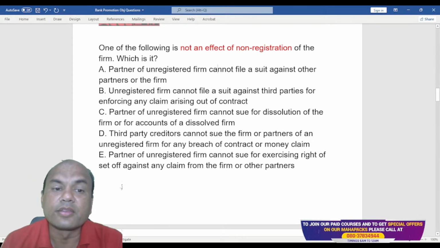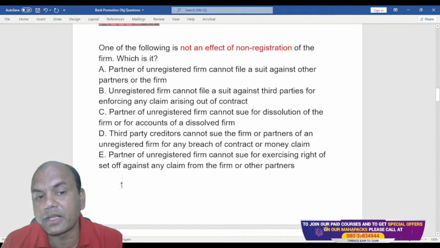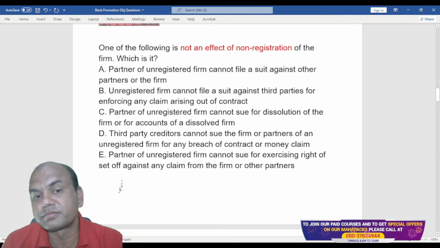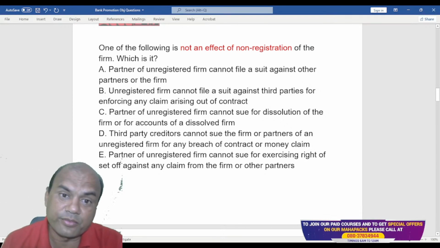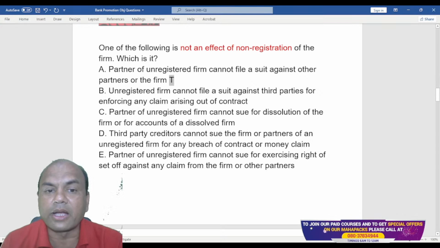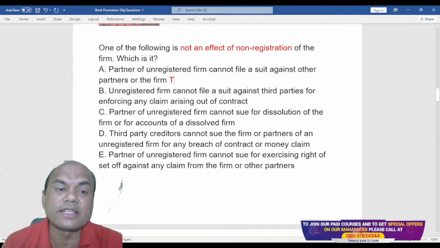Next one. Unregistered firm cannot file suit against third parties for enforcing any claim arising out of contract. Is this true? Now you answer. See here, the first one I gave you the answer. This is true. Partners of an unregistered firm cannot file a suit against each other.